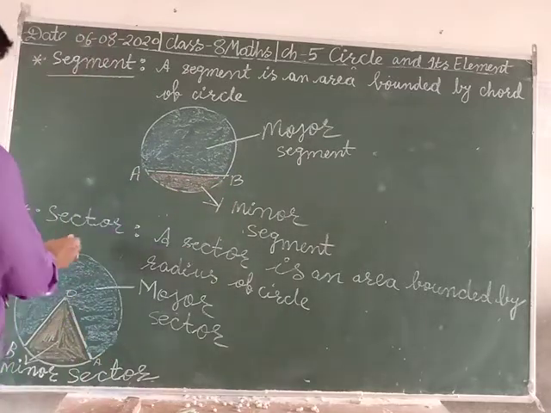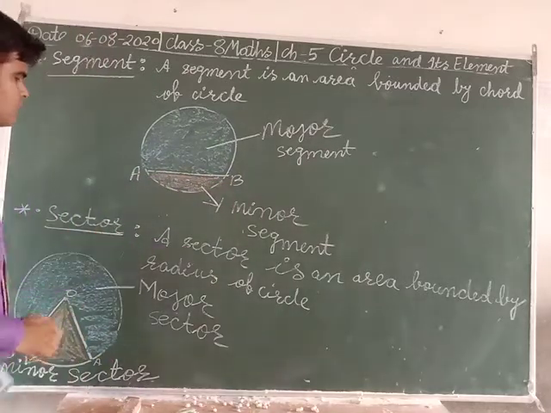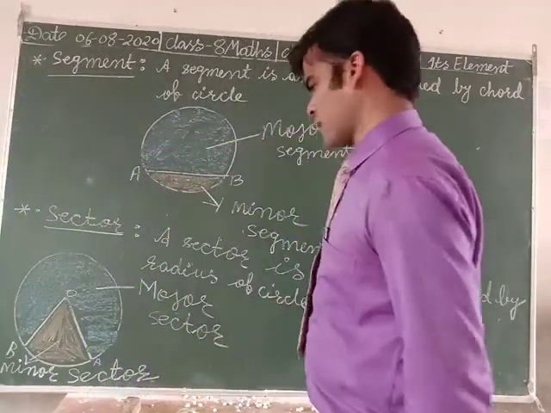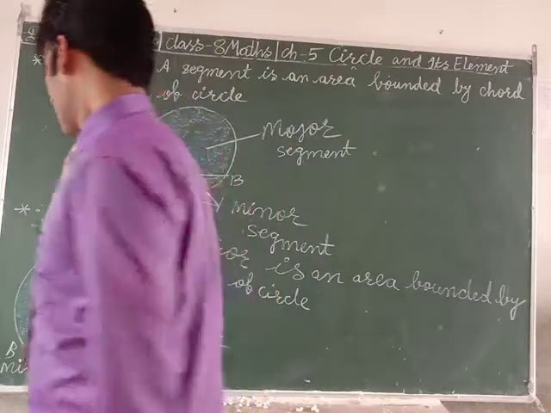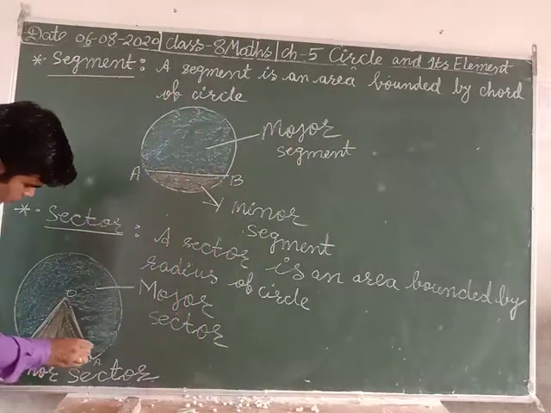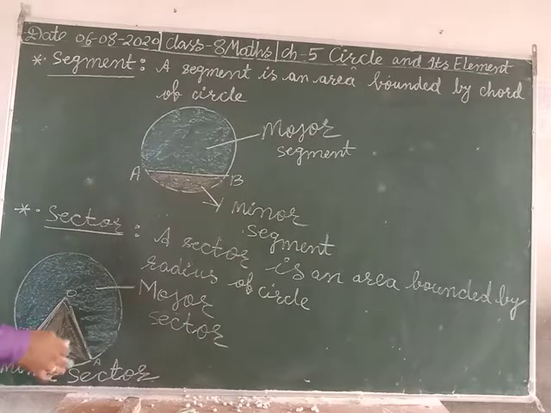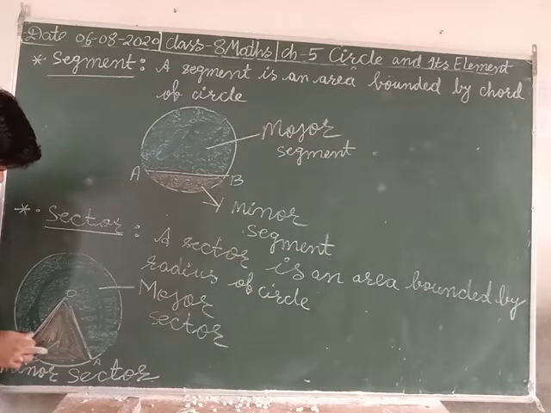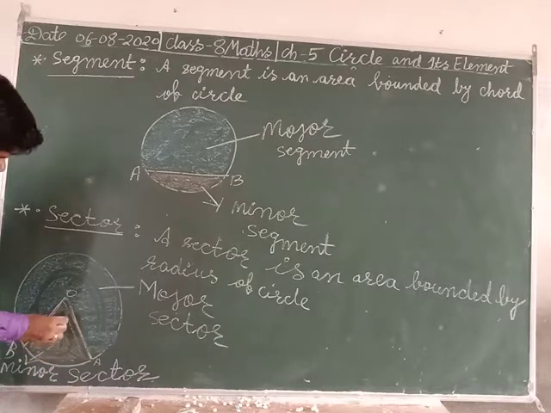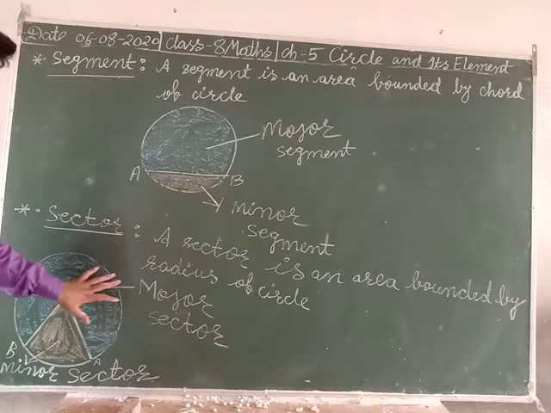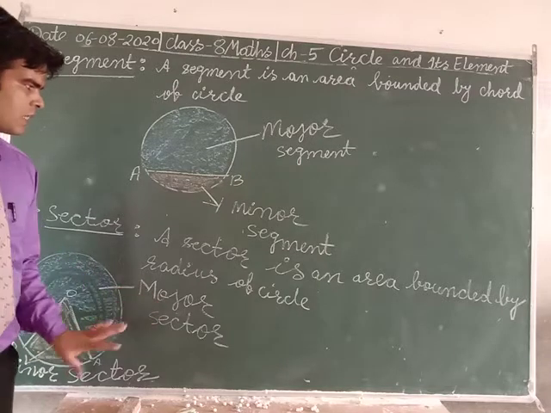Same as, the next element is sector. A sector is an area bounded by radius of a circle. In this, see here, this is a radius OB, OA, and there are two areas bounded by these two radii. One is this area and another is this area. This is the smallest area, so it is a minor sector, and this is the biggest area, so it is a major sector.